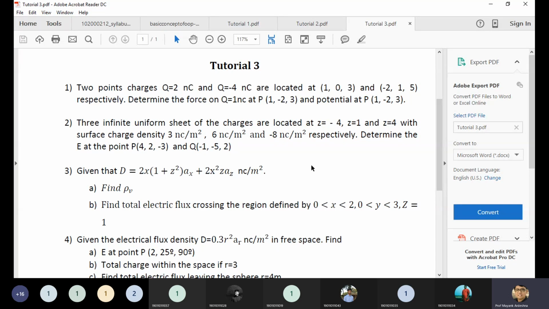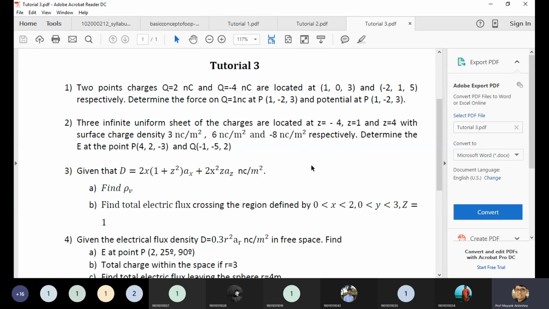Two charges are given which have different locations, 1, 0, 3 and -2, 1 and 5, and both charges differ in magnitude. There is also a third charge of 1 nanocoulomb at a different location. What you have to find out is the force on charge 1 because of two different charges, one of 2 nanocoulomb and the other of -4 nanocoulomb.